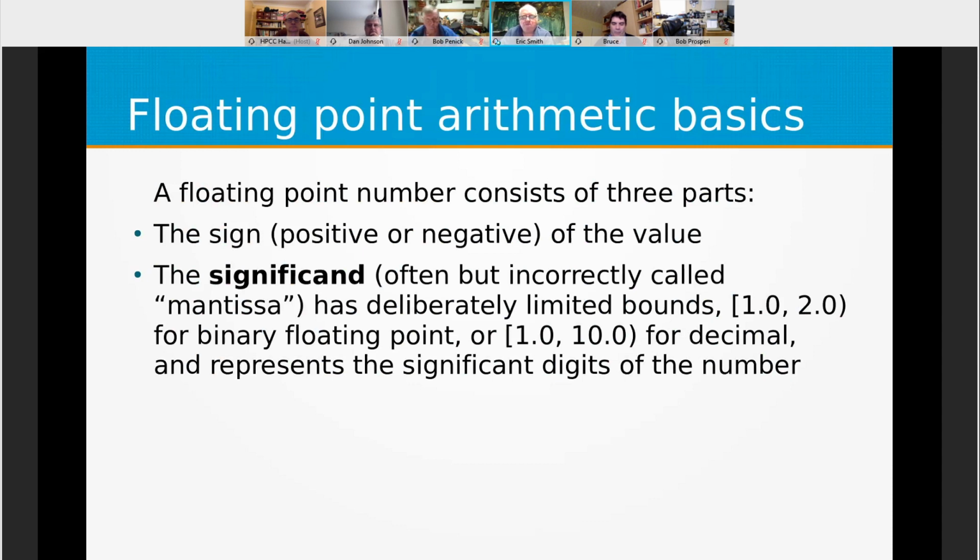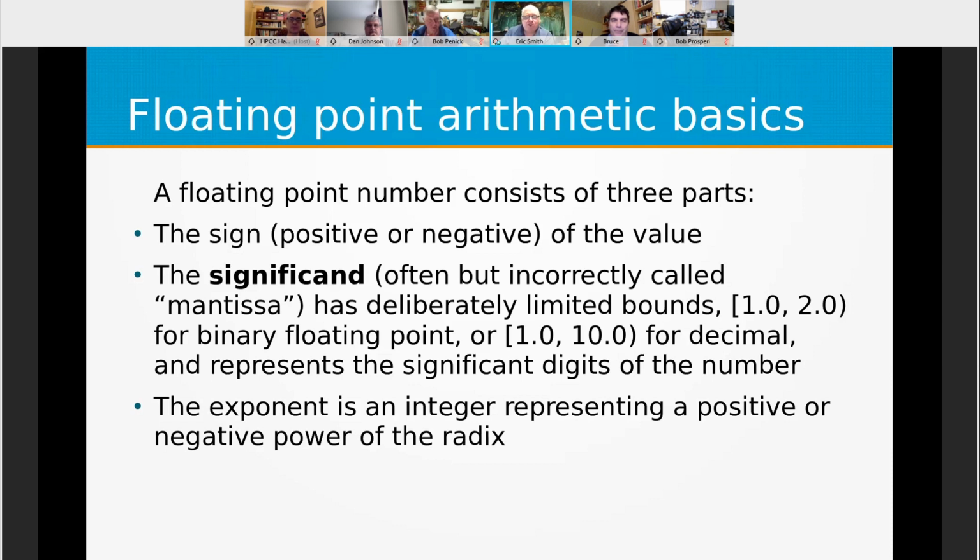And in a floating point number, the bounds of the significand are very specific. The significand always has exactly one digit left of the decimal point, or the radix point, I should say, since it could be binary, and that digit can't be 0. Then there's the exponent, and the exponent is an integer value that represents a positive or negative power of the radix. So base 10, your exponent, well, taking the HP calculators as an example, the traditional ones allowed an exponent range of minus 99 to plus 99. More recent ones, some of them are minus 499 to plus 499.